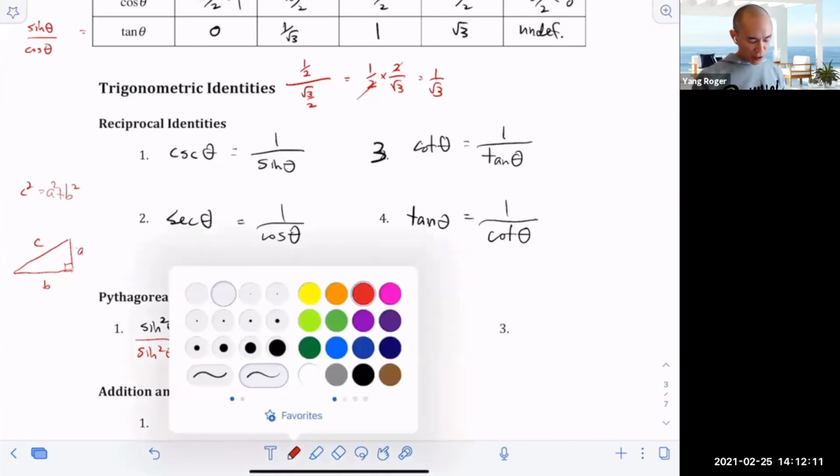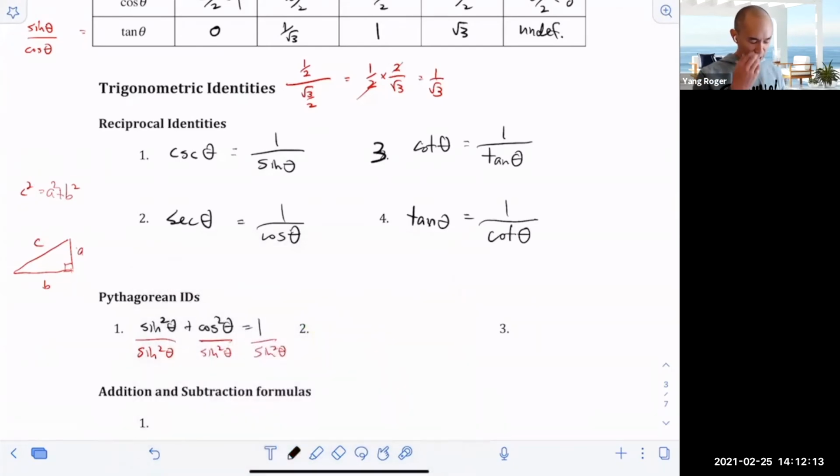When you do that, what's your result going to be? Well, sine squared theta divided by sine squared theta is 1. Cosine squared theta divided by sine squared theta is cotangent squared theta. And 1 over sine squared theta is cosecant squared theta. Okay. So we used a quotient identity and a reciprocal identity to get the next 2 terms there.